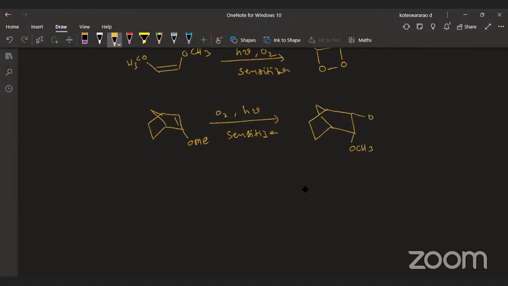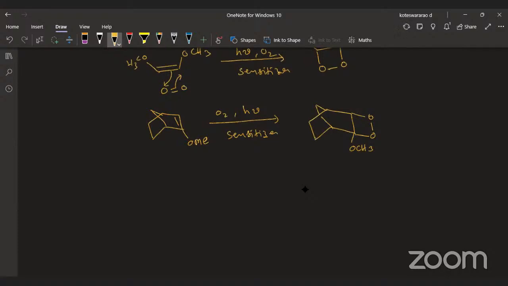OCH3. This is the oxygen. Okay, the simple mechanism is very simple. This is the singlet oxygen. Then this double bond is donated here. Double bond is donated. That means a four-member ring with two oxygen is generated.